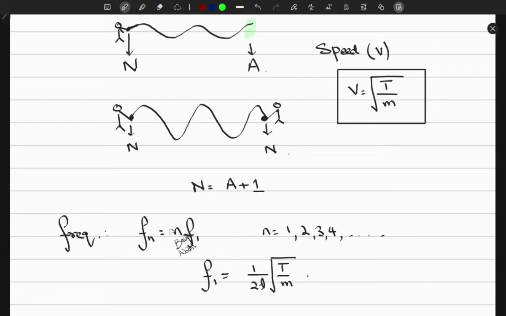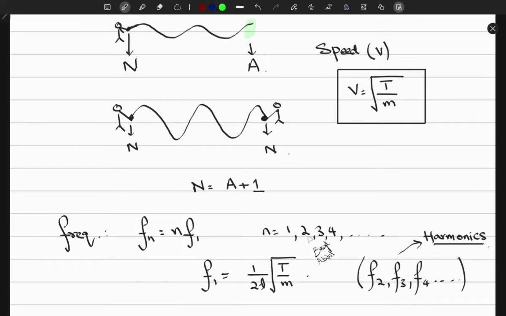And you can see that all the other frequencies, F2, F3, F4, and so on, are just integral multiples of the fundamental frequency. These F2, F3, F4 are given a name: they are called the harmonics of the oscillation. So these are the different harmonics of your oscillation, which depend on the value of n.